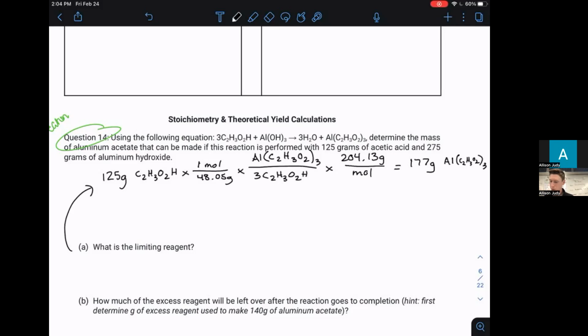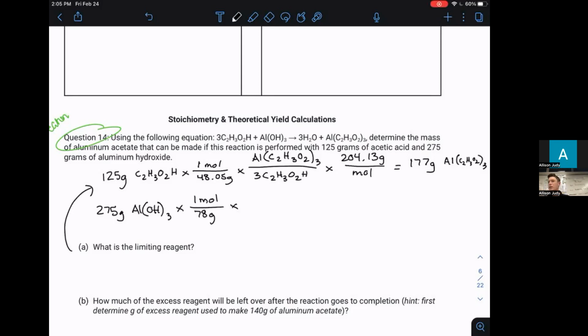Okay, now we have to do this for the other one again. So we're going to start with our aluminum hydroxide, 275 grams of it to be exact. Hydroxide is a very important polyatomic. You should definitely know this one, OH minus. And the mass of that, look that up, Charlie. Aluminum hydroxide. For every 1 mole of aluminum hydroxide, we have 78 grams.